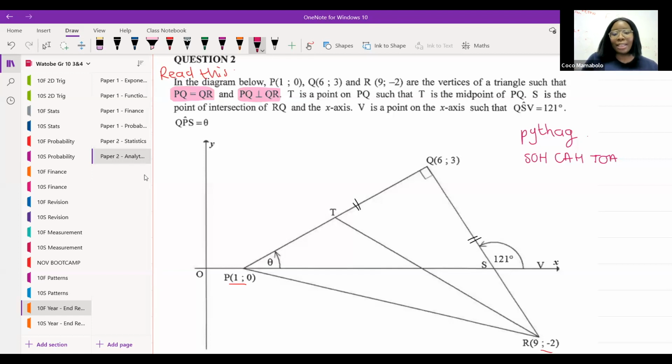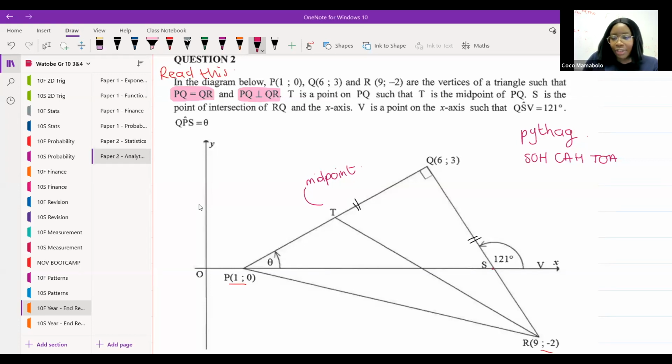All right, now it says T is a point on PQ such that T is the midpoint. So now we know that this is the midpoint. Lucky for us, we know something about the midpoint formula, which is lovely because we can use it, right, of PQ. S is the point of intersection of RQ and the x-axis.